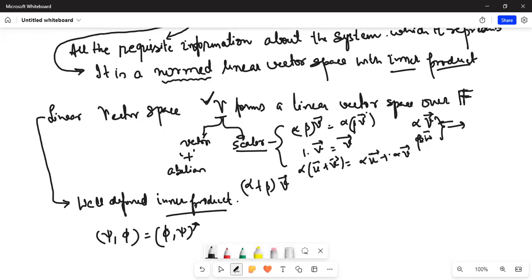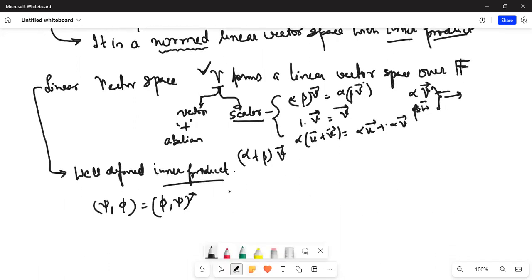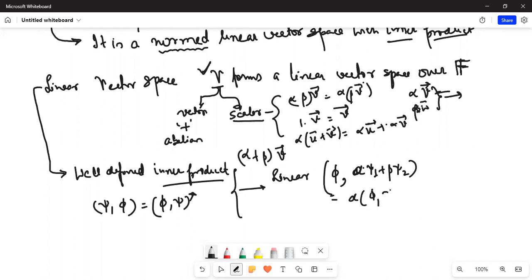Another thing is, this particular scalar product happens to be linear. What do I mean when I say linear? It means that if I'm taking a scalar product of phi with respect to alpha psi 1 plus beta psi 2, it is equal to alpha phi comma psi 1 plus beta phi comma psi 2. So this is how it is, and it is anti-linear if this particular factor comes first.